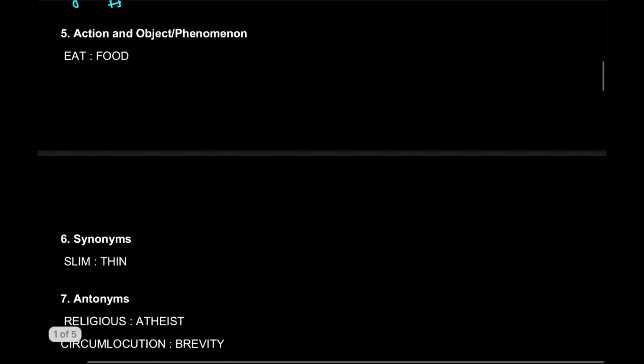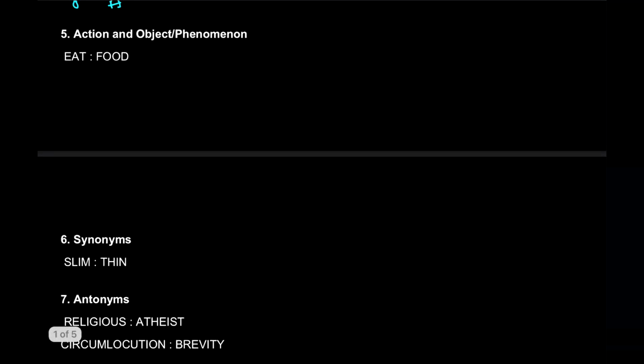Similarly, we have a fifth relationship which is action and object. Okay, which can be a phenomena also. For example, हम लोग खाना को खाते हैं, right? So eat is the action we are doing here. And what do we eat? We eat food. So this is my object or my phenomena. So that's action to object relationship.